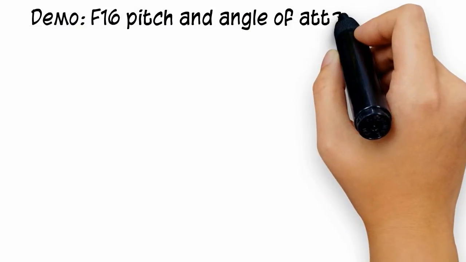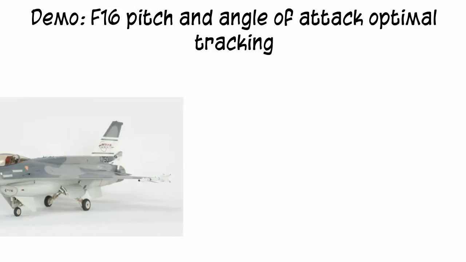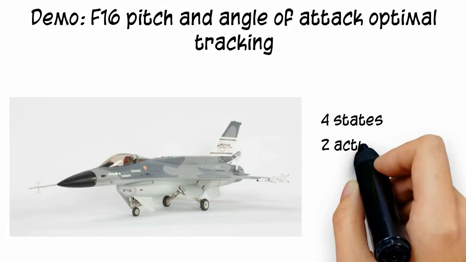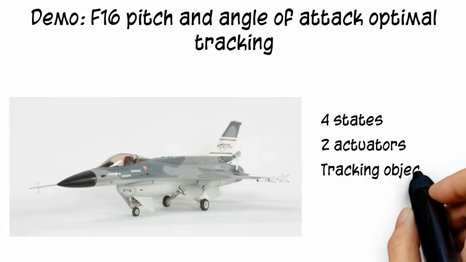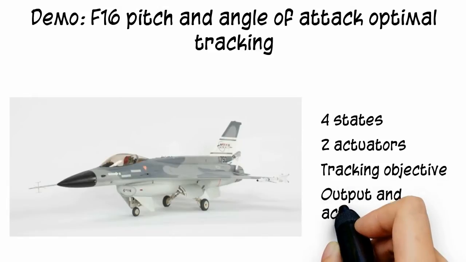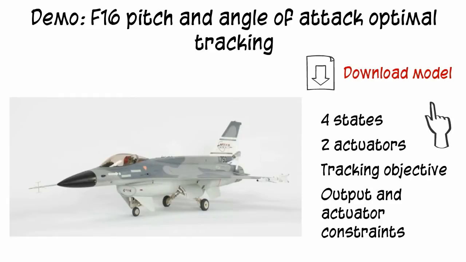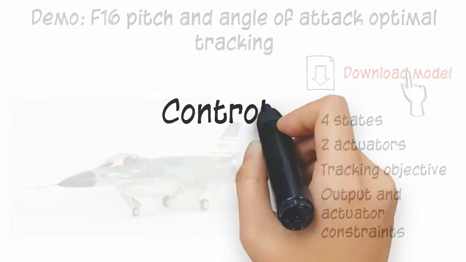Now let's see how we can use Forces Pro to quickly prototype an optimal controller for an unstable F-16 fighter jet. We have a simple 4-state model with 2 actuators, and we would like to track the references given by the pilot as fast as possible, while satisfying constraints on the actuators and outputs. You can download the model of the aircraft from embotech.com by clicking here. We want a high-performance controller that will operate the aircraft on the system limits optimally. This is very hard to achieve with any other control technology.